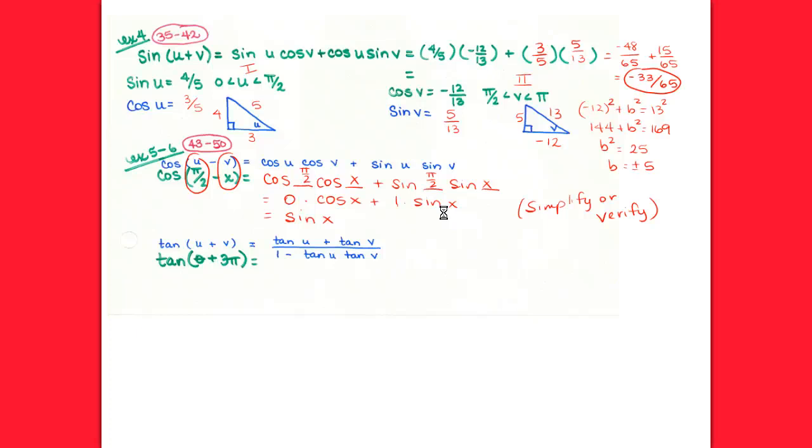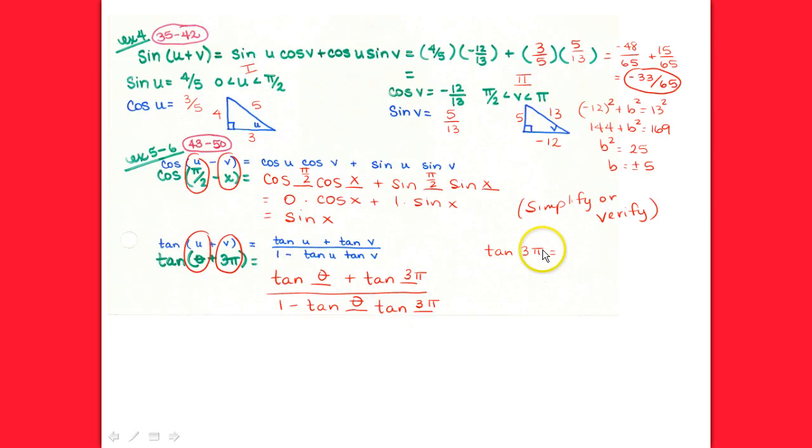All right, look at the next one. For the next one, they don't give me the answer. It just says simplify. It could say verify if they told me what I was trying to get to. So for this one, you'll notice that I have tangent of two things being added, so I'm going to use the tangent addition formula. What do you want to put in the place of u? Theta. And what about in the place of v? 3 pi. So let's go through and put theta in the place of u and 3 pi in the place of v.